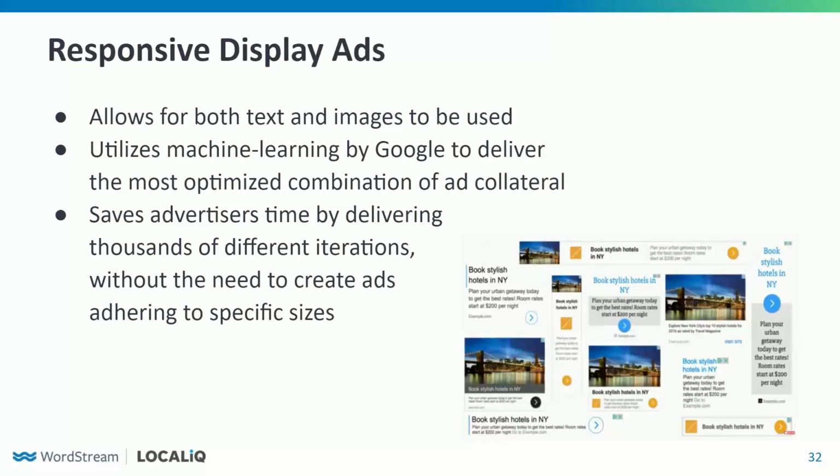This saves advertisers a ton of time as it delivers thousands of different possible combinations without you needing to go through and manually create all of these ads at specific ad sizes. You provide the different options, and Google will automatically match up an ad depending on what the available ad placement size is on the site or app that your audience is browsing.